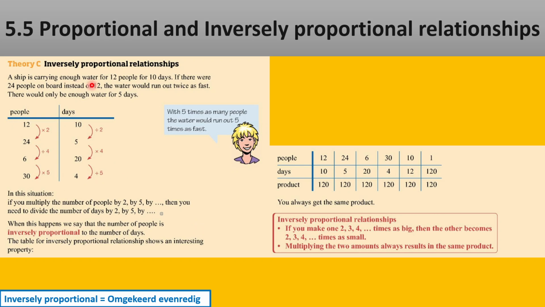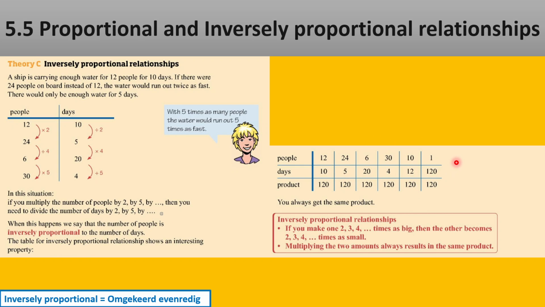And you see it in the table right here. Twice as much means the other thing becomes twice less, divided by 2. If I divide by 4 here, I do times 4 here, and if I do times 5 here, I divide by 5 here. Right, and that's also what they explain right here. When this happens, we say that the number of people is inversely proportional to the number of days. The table for inversely proportional relationships shows an interesting property. You can see it right here.